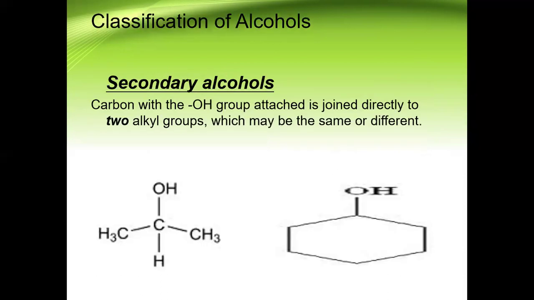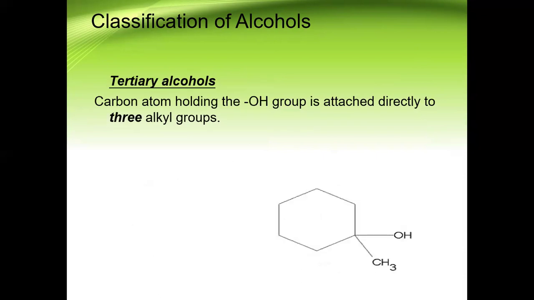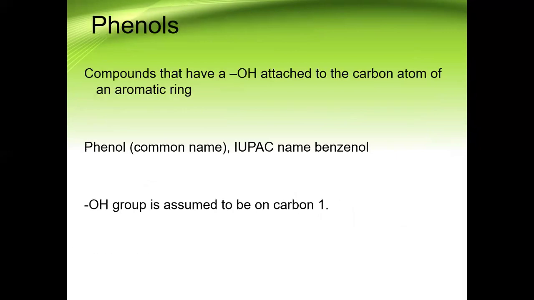In a secondary alcohol, the carbon with the OH group is attached directly to two alkyl groups, which may be the same. And a tertiary alcohol is one where the carbon atom holding the OH group is attached directly to 3 alkyl groups. And here are the examples. Phenols are compounds that have the OH attached to a carbon atom of an aromatic ring. Phenol is commonly named hydroxybenzene as well. OH is assumed to be on carbon 1.